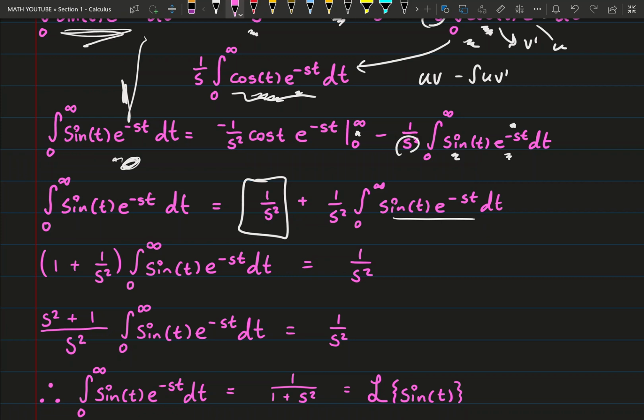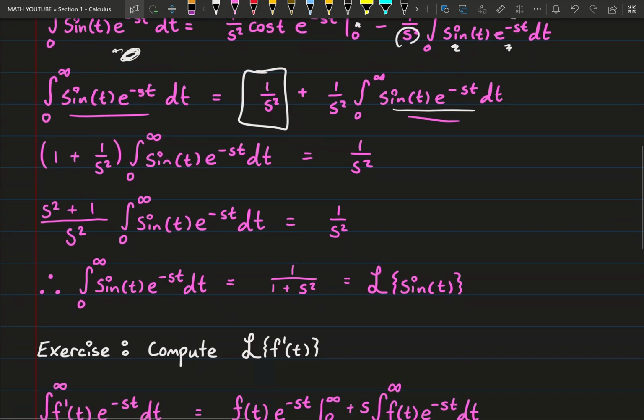And here you should realize that this integral here is the same as this integral here. So all we have to do now is some algebraic manipulations. So we subtract, actually, I'm sure that should be a minus. Yeah, so that should be a minus. So we add 1 over s squared sine t e to the minus st dt on both sides, and we can combine the fractions like this.